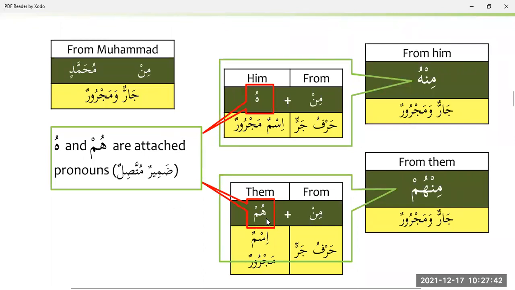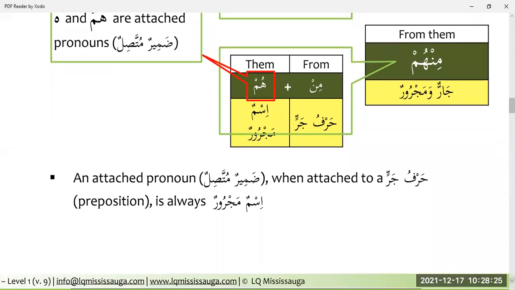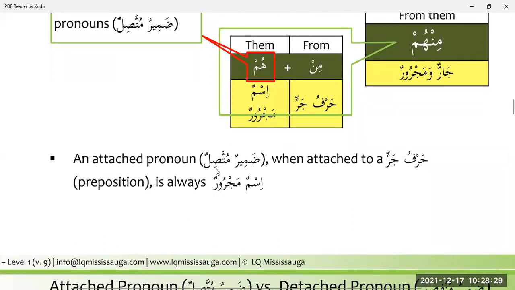Then second is minhum, from them. Min is harf jar and hum is ismun majroor. We will write it like this: minhum, from them. Jarun majroorun. So if we attach a preposition with the attached pronoun, then they are majroor. Hu and hum are attached pronouns. So in this case, they are ismun majroor. And the attached pronoun, damir muttasil, when attached to a harf jar, preposition, is always ismun majroor.